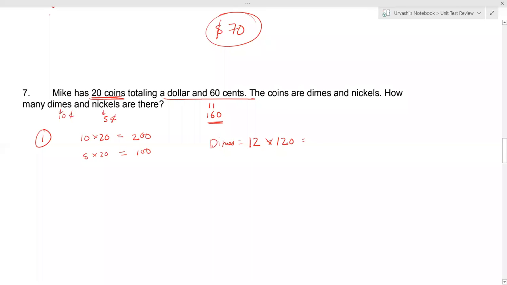Okay, so we got to 12 dimes, right? $1.20. And then how many nickels did you get? 8 times 5. 8 times 5? Yeah. You got 40. 40 cents in nickels. Okay. So 8 nickels and 12 dimes. Yeah. All right.